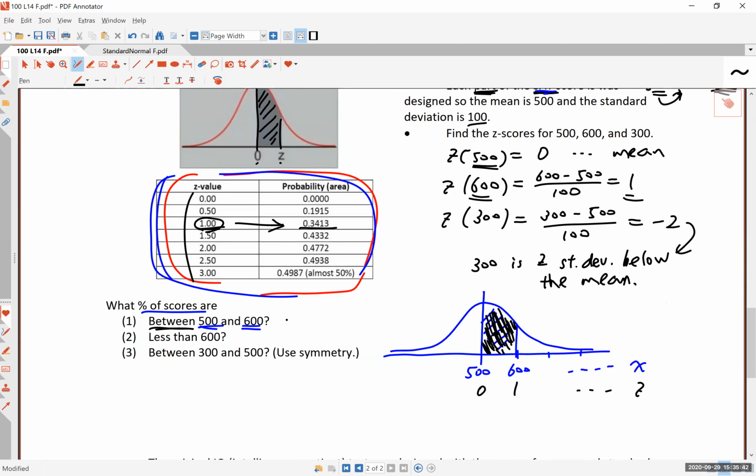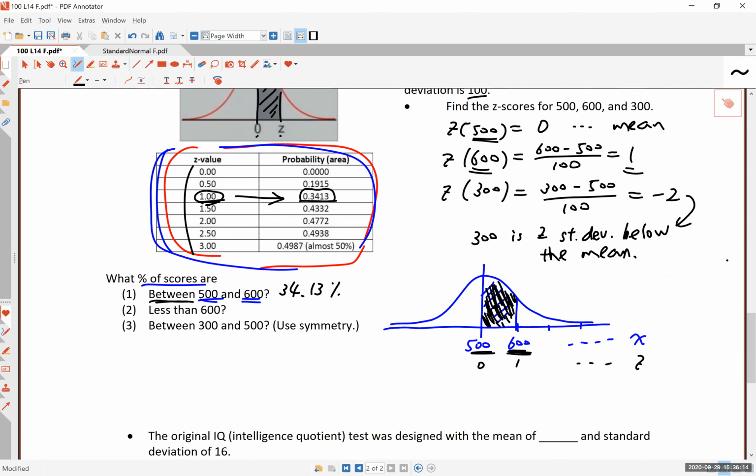34.13%. You see this number, 0.3413. Of course, that's written as a decimal number. But if you change that to a percentage, you can see that between 500 and 600, which is between the z-scores of 0 and 1, you have 34.13% of all the students. And that's the percentage of the whole who scored between 0 and 1 in terms of the z values.